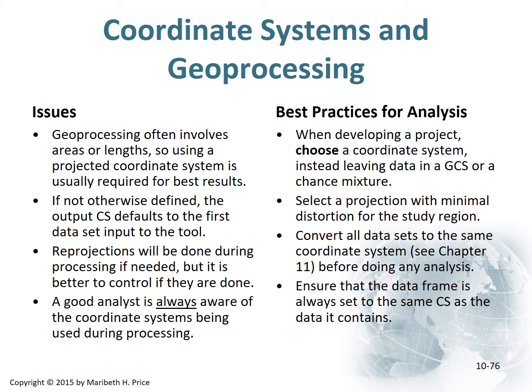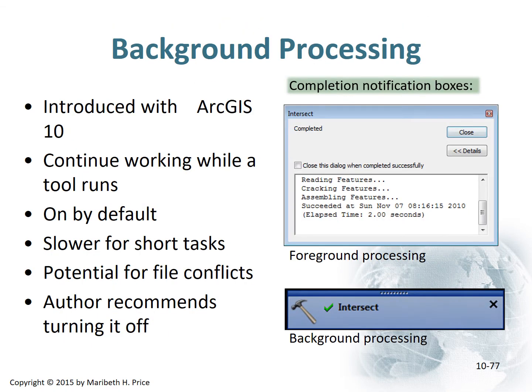Best practices for analysis: instead of leaving data in a GCS or taking it by chance, select a projection with minimal distortion for the study region you're using. Convert all data sets to the same coordinate system. Ensure the data frame is also in the same coordinate system as the data that you're working with. Background processing, turn it off.